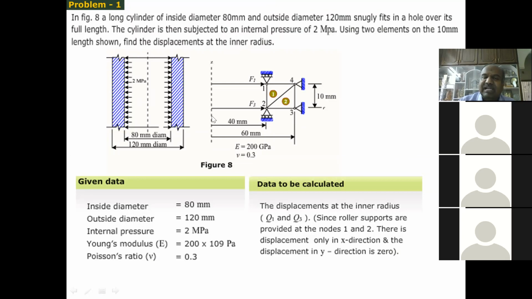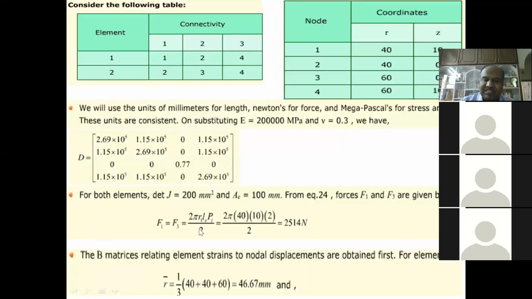So you have a circumferential length 2 pi r, and the length of the element is 10 mm, and this radius is 40. So 2 pi r, 40 into 10, times the pressure, divided by 2, is the force at this point and that point. So we calculated the forces F1 and F3 equal to 2 pi r, the length of the element, into the pressure, divided by 2, gives the force at both the nodes. It is acting radially outward. So inside it is acting.